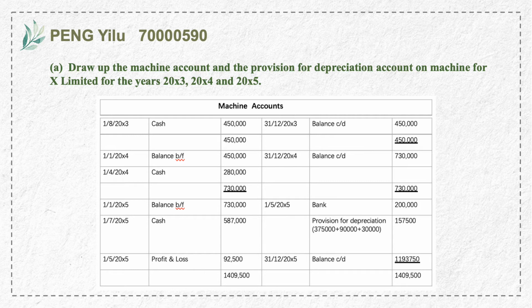So first, May on 2000 X5, we have a profit or loss. It is 450,000 minus 200,000 and minus 157,500, which equals 92,500. So we should write down 1,193,750 on 31st December 2000 X5 to balance carry down.